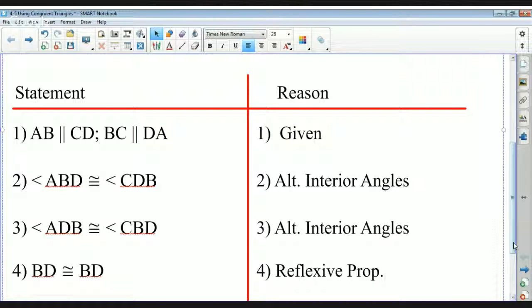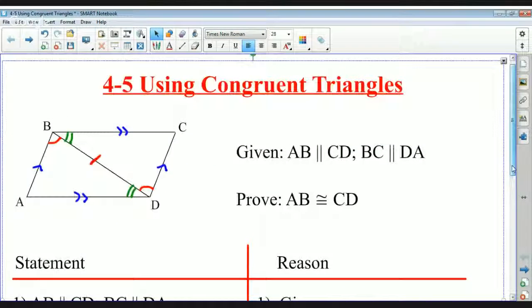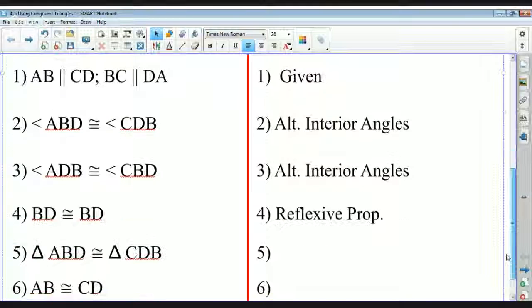So out of the 6 parts of our triangle, 3 angles and 3 sides, we've proven 2 angles are congruent. We've proven 1 set of sides are congruent. So that gives us our 3 parts. If we look at our picture, we have angle, side, angle. The side is between the 2 angles. So therefore, our congruency statement for these 2 triangles is angle-side-angle.